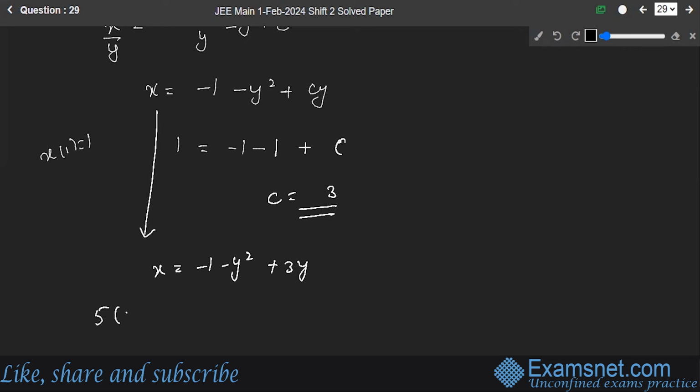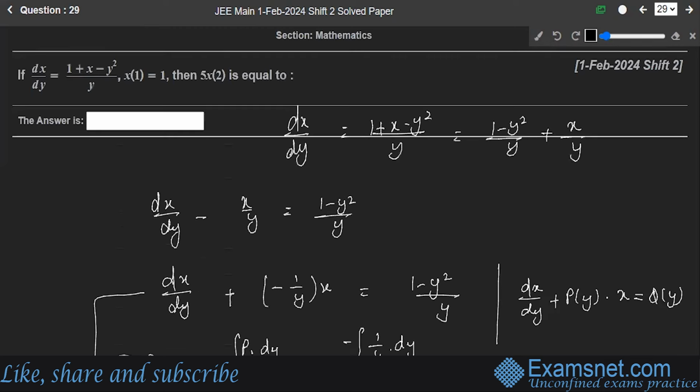Now you have to find out 5x of 2. Let's write 5x of 2. So this is 5 into x of 2. That means this will be minus 1 minus 4 plus 6, right? This will give me 5 only on solving. So the answer to the question is 8. This is the right answer. Hope you're clear with this. So let's move to the last question of the paper.